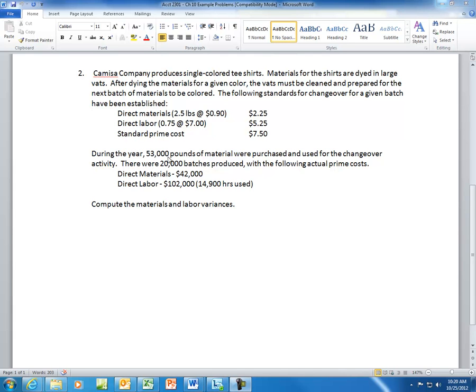It says during the year, 53,000 pounds of material were purchased and used. Typically, the amount of material used and purchased is going to be the same, versus our previous example where there was a difference. Here, they're going to be the same. There were 20,000 batches produced. Remember, a batch is our unit for this particular problem, and it gives us the actual cost. So we actually spent 42,000 in material and 102,000 in labor. So we want to calculate the price and the usage variance for both the material and the labor. Okay, so let's start off with materials.